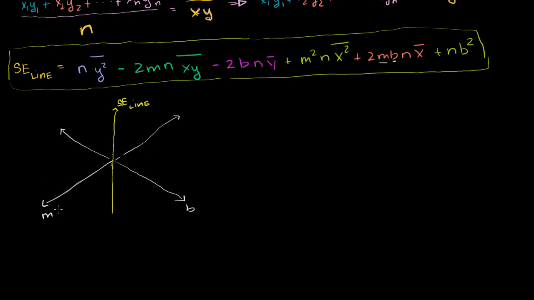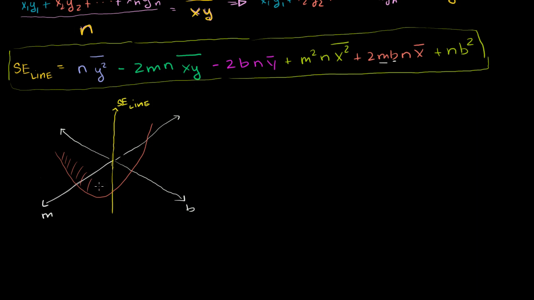So for any combination of m and b, if you're in the mb plane, you pick some combination of m and b, you put it into this expression for the squared error of the line, and it'll give you a point. And if you do it for all of the combinations of m's and b's, you're going to get a surface. It's going to look something like this. I'm going to try my best to draw it.